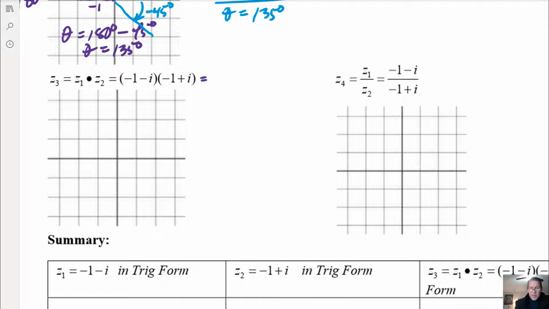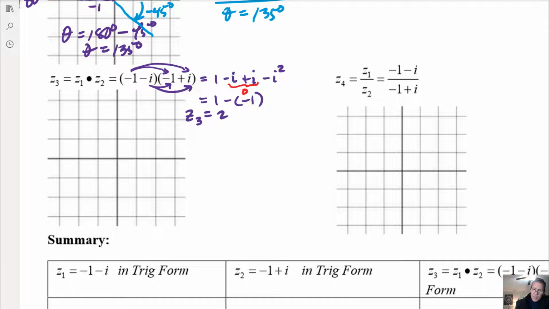Working on z1 times z2 here, so -1 times -1 is 1, right? -1 times i is -i. -i times -1 is positive i. -i times i is -i squared. So when you simplify, negative i plus i is 0, and you get 1 minus i squared, which is 1 plus 1, and so the end result is 2. So z3 is equal to 2, which happens to be the same as 2 plus 0i. And the reason why I say that is because you're going to have to graph 2 comma 0. That's what you graph or plot.